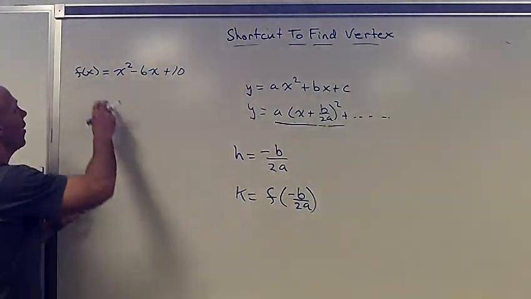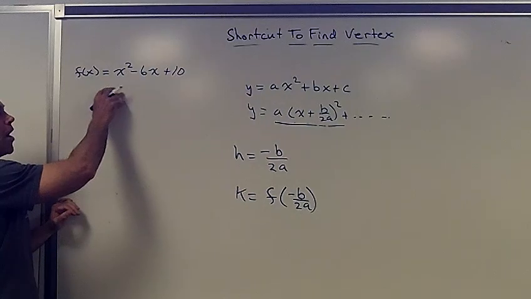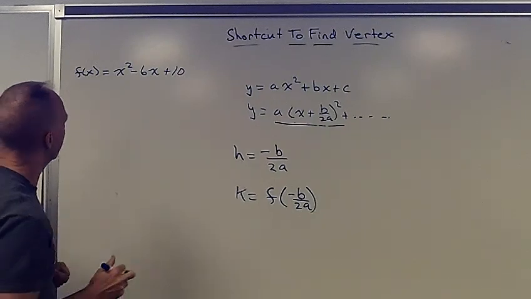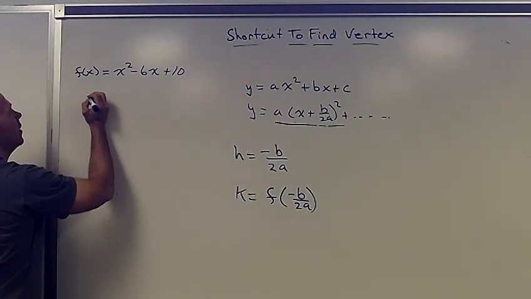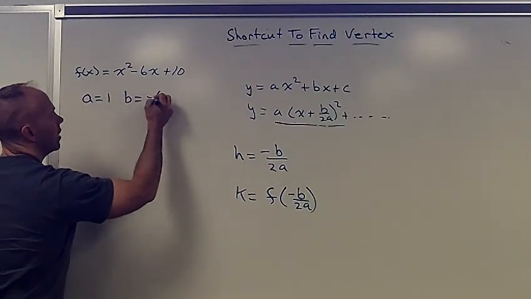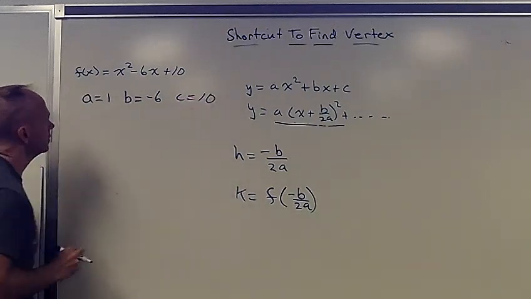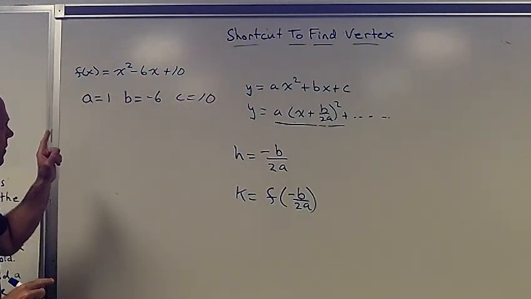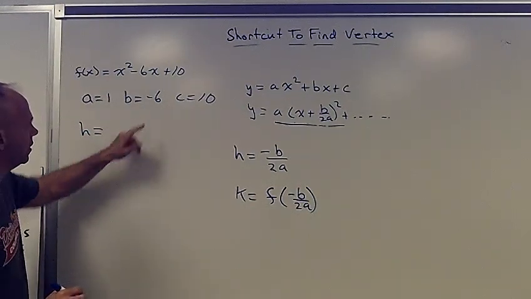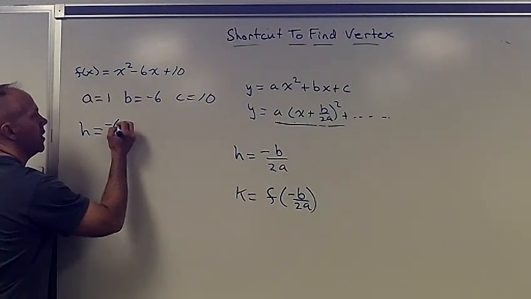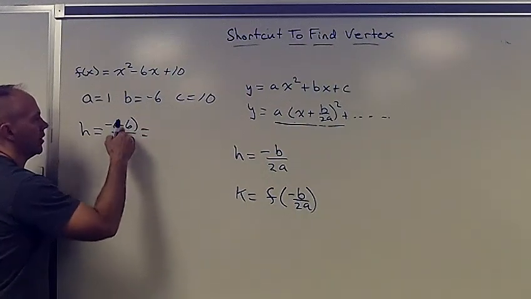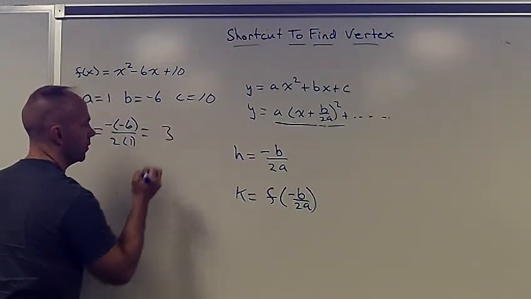Here we go. Okay, so look up here, we've got y equals x squared minus 6x plus 10. I want to find the vertex, and I'm going to use a shortcut. So first thing I want to do is identify a, b, and c. Now, h is what I'm going to find first. That's the negative of b over 2 times a, so the negative of negative 6 over 2 times 1, and that comes out to be 6 divided by 2, that comes out to be 3.